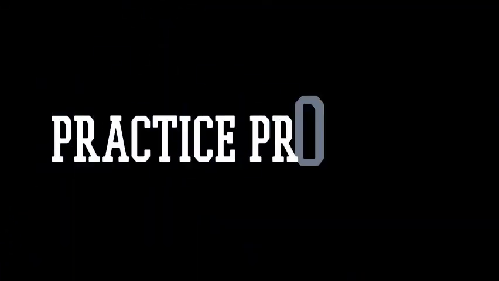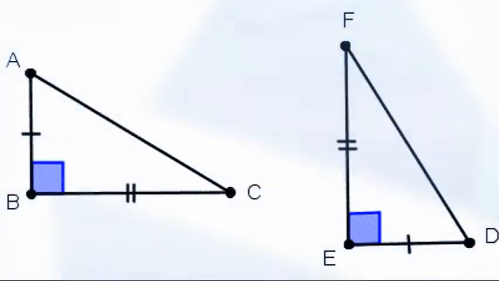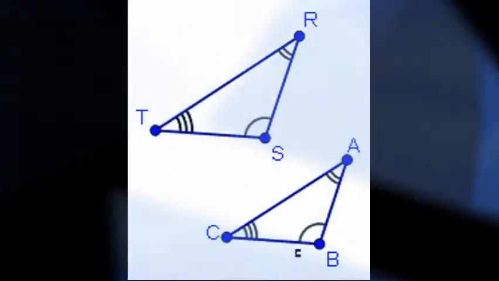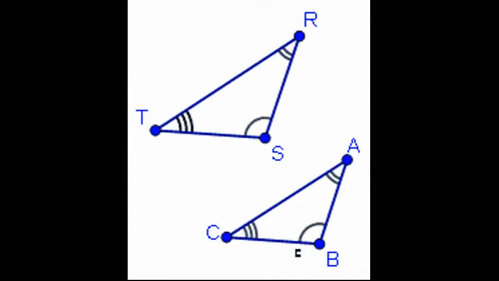Now let's try some practice problems. Based off of the triangle congruence postulates, are these 2 triangles congruent? These triangles are congruent because of the SAS postulate. How about these triangles? These triangles are not congruent because the postulate AAA is not a real solution.